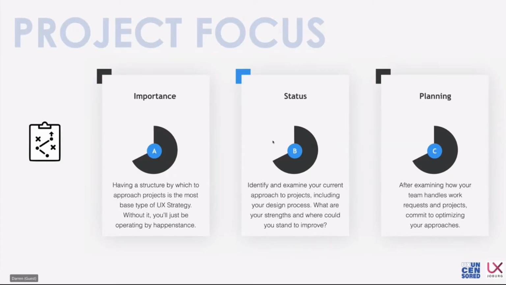Well, having a structure by which you approach your products or projects is the most base type of UX strategy, as mentioned. Without it, everything you're doing is by happenstance. Here's what's deceiving about doing work without a strategic mindset. Someone will come to you and say that they need work done. You will want to step forward, you will agree to do the work, and you might even do a great job. If you're good at what you do, you're going to do a great job.